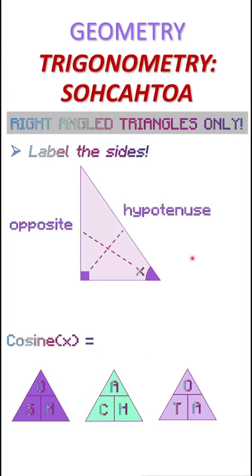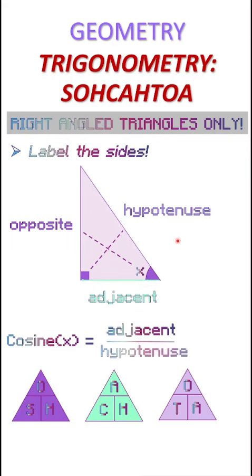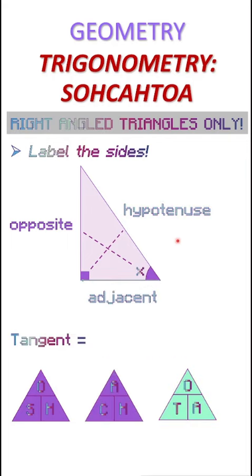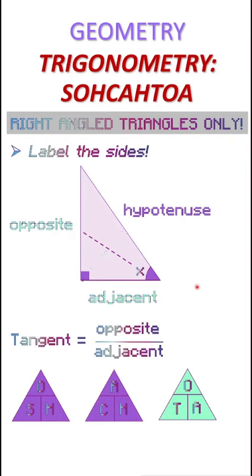Whereas cosine will tell you the ratio of that same angle's adjacent side to the hypotenuse. And finally, tangent will tell you the ratio of the opposite to the adjacent sides. Practice labeling those sides, the hypotenuse, the opposite, and the adjacent, to get familiar with these functions, and SOHCAHTOA will start to make way more sense.